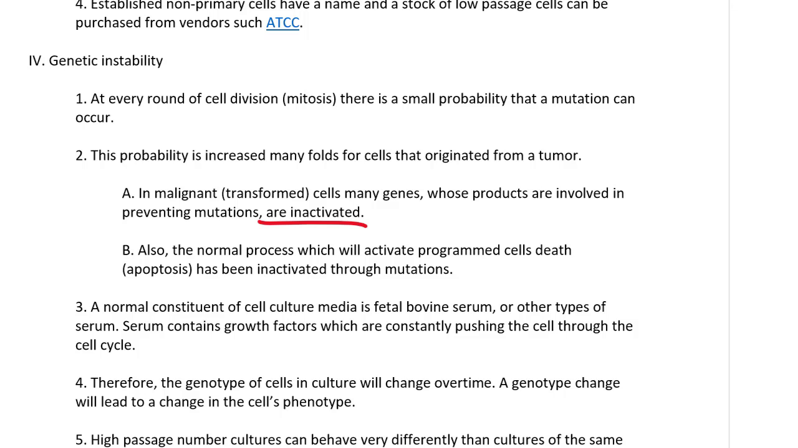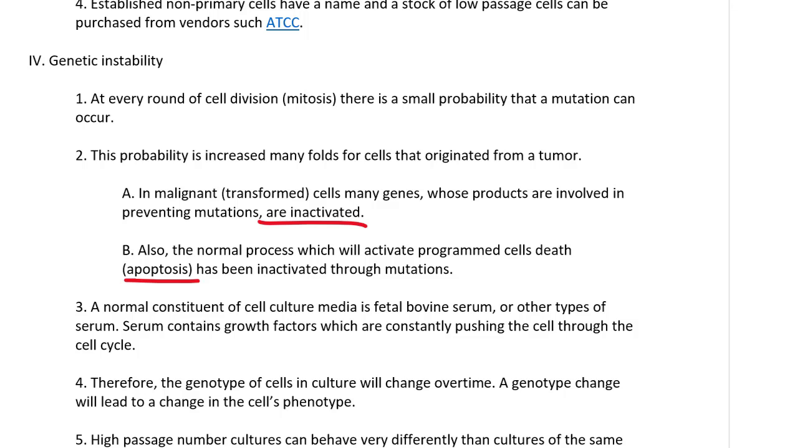So those are inactivated. Also, the normal process which will activate programmed cell death, apoptosis, has been inactivated through mutation. So we got a kind of a double whammy, right? Apoptosis is kind of inactivated, and the DNA repair process is inactivated. When normal cells go through cell division, and if their DNA has been compromised, their chromosomes have been compromised through major mutational events, these proteins that are involved in monitoring for mutations, they stop cell division right in the S phase or earlier, and they will give time to the cell to try to fix the problem.